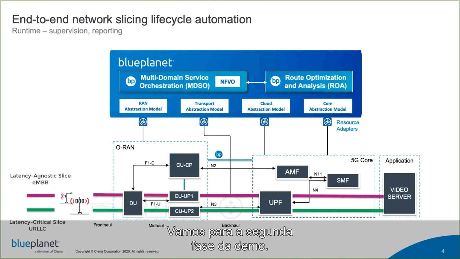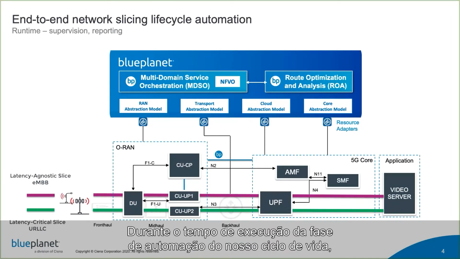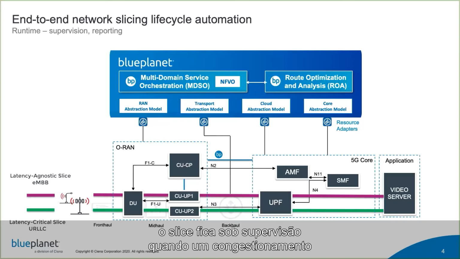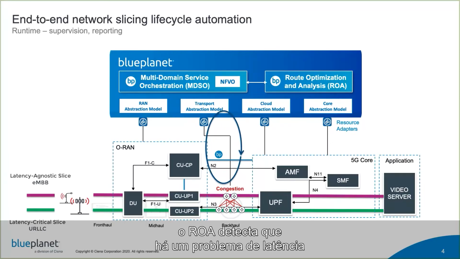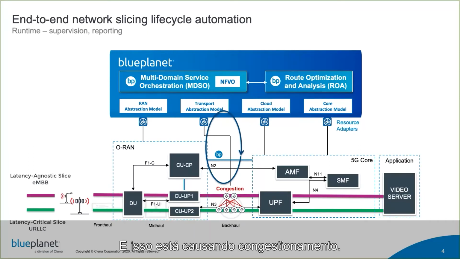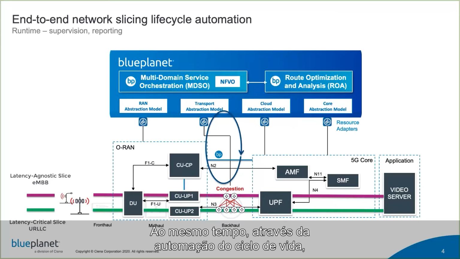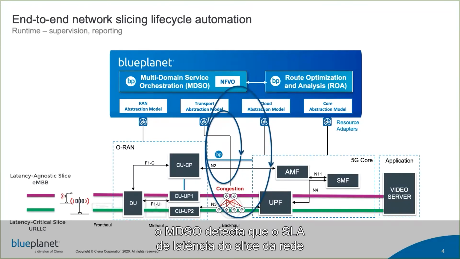Let's go into the second phase of the demo. During the runtime phase of our lifecycle automation, the slice is under supervision when congestion is detected on the backhaul. ROA detects there is a latency issue on the transport network and that is causing congestion. At the same time, through lifecycle automation, MDSO detects that the latency SLA of the network slice is not met.